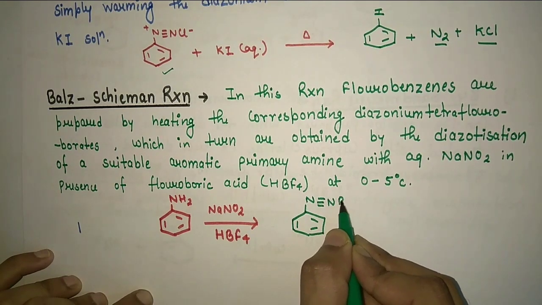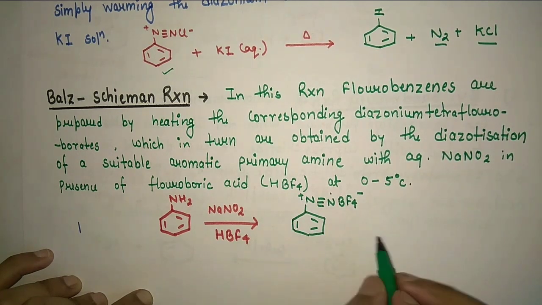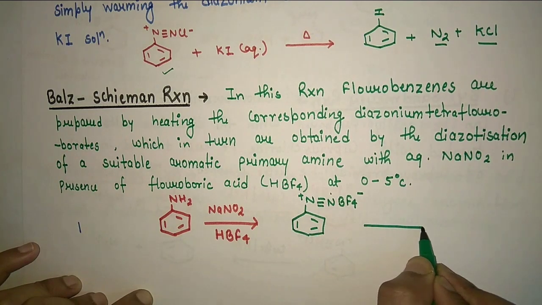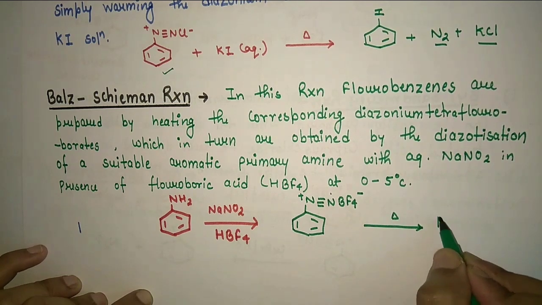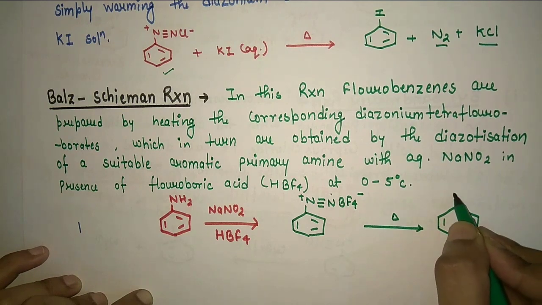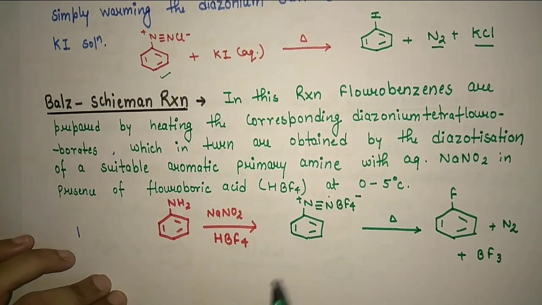The diazonium tetrafluoroborate is C6H5 N triple bond N BF4 minus. Now, when we heat this diazonium tetrafluoroborate, it will lead to the formation of this fluorobenzene. This is how fluorobenzenes are prepared with the help of the Balz-Schiemann reaction, and boron trifluoride will be released, and N2 also. The diazotization is also done at 0 to 5 degrees Celsius. This is the cold condition.